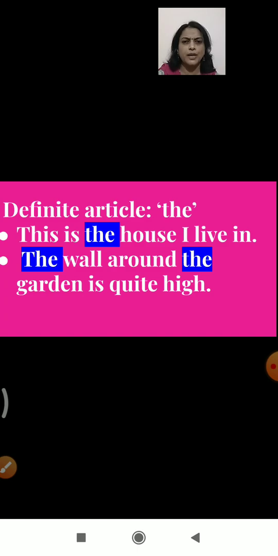The specific house, a particular one, the house that the speaker lives in. Now the wall is built around, again, one specific garden. That is why the wall around the garden is quite high. So here you can see the article the is telling us something definite, clear. It is about some particular specific thing. That is why the is called the definite article.